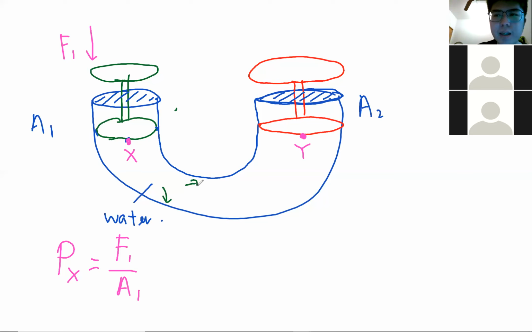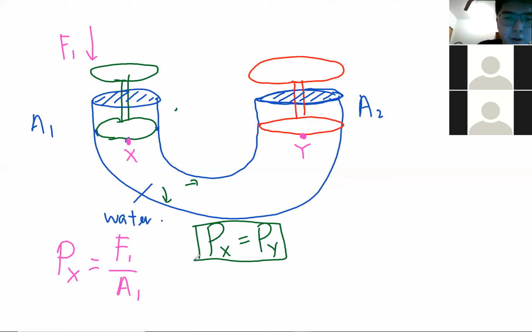What do I mean by efficiently? It means the pressure can transfer from point X all the way to point Y without losing any pressure. So there's no loss of pressure. In other words, pressure at point X is the same as pressure at point Y. This one you have to remember. Basically this is what the Pascal principle is about.